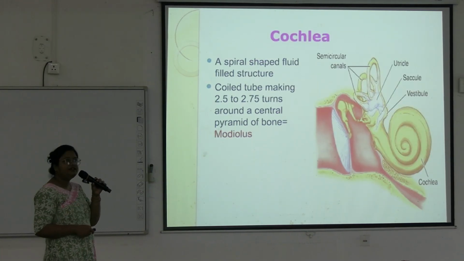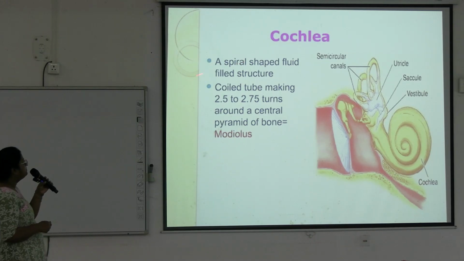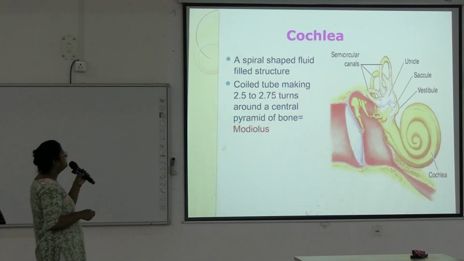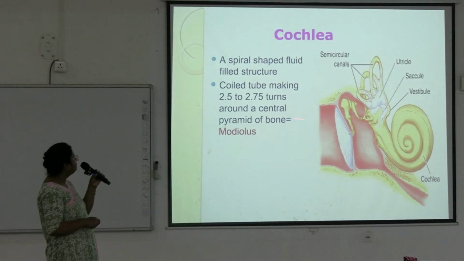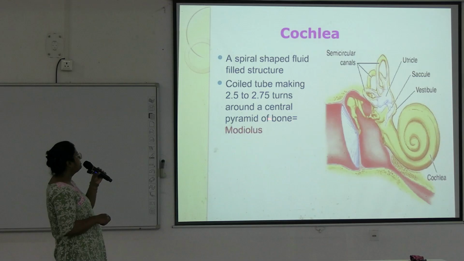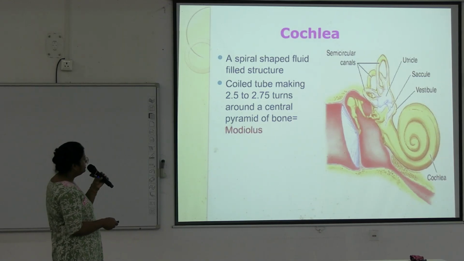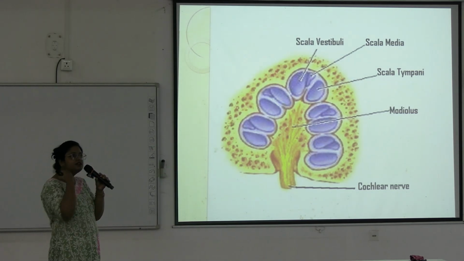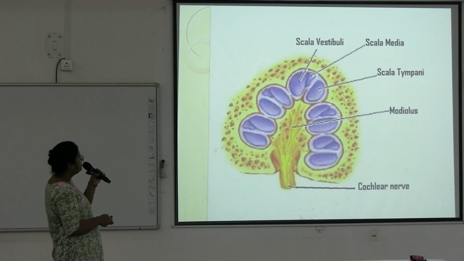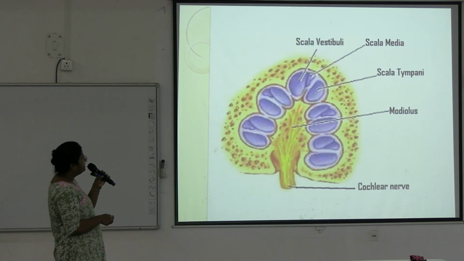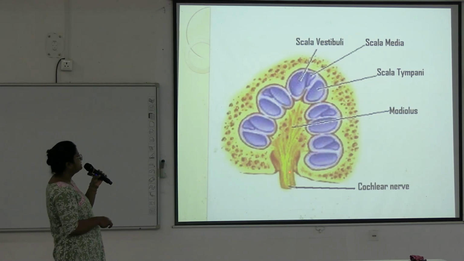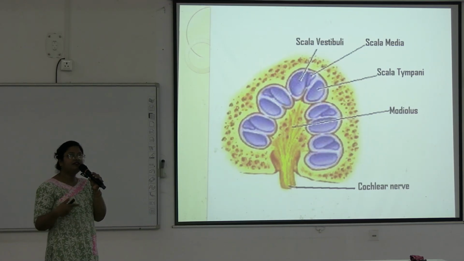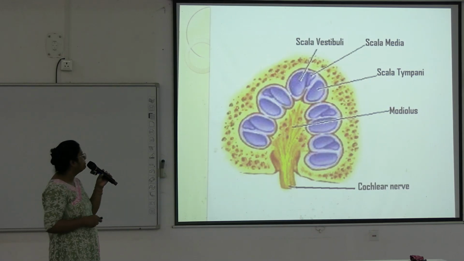Next, we are going to the cochlea. Cochlea is a spiral shaped fluid filled structure. This one is the cochlea, and it is a coiled tube making 2.5 to 2.75 turns around a central pyramid of bone, the modiolus. Okay. Here in the midline lies the modiolus. See here, this is a section through the cochlea. These are the turns of the cochlear duct, and in the midline this bony pyramid shaped structure is the modiolus. Around the modiolus, the cochlear duct forms 2.5 to 2.75 turns.